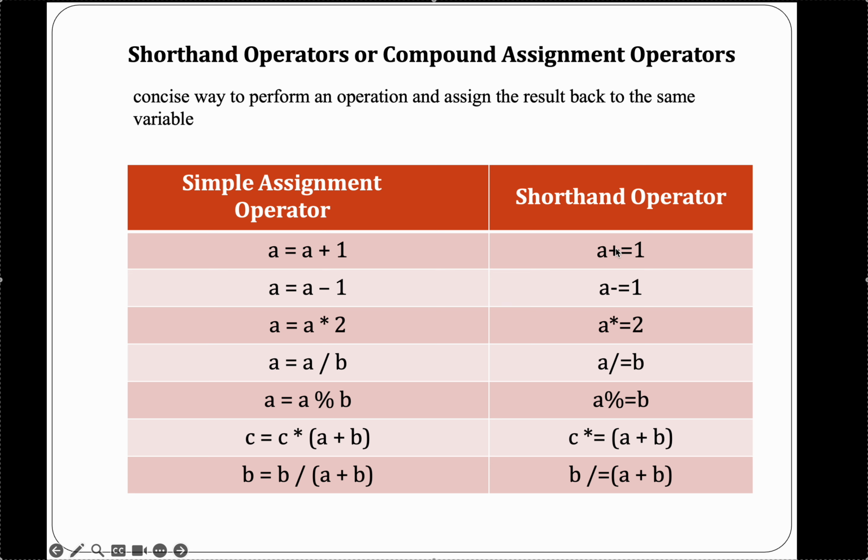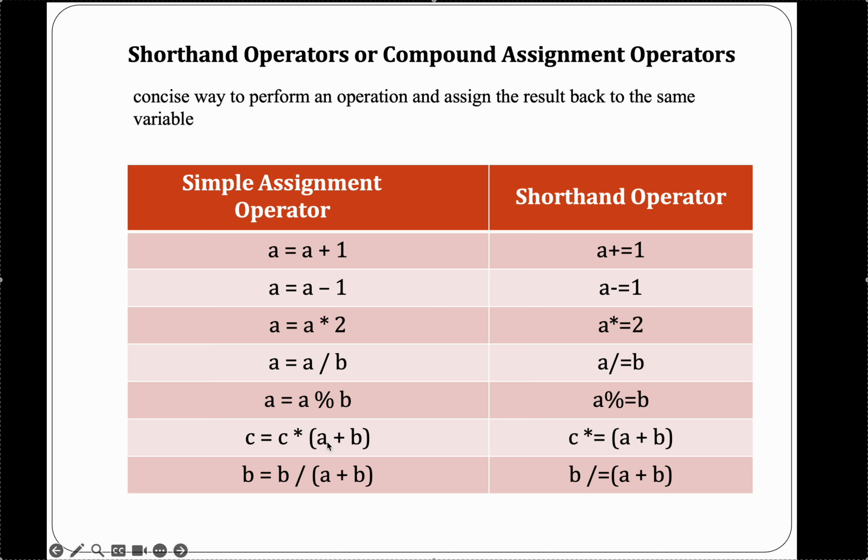All the arithmetic operators along with the assignment operator provide a shorthand operator. So a plus equal 1, the actual meaning is a equal a plus 1. Likewise, a minus equal 1, the actual meaning is a equal a minus 1. See here, c multiplied with equal a plus b, the actual meaning is c equal c star a plus b.